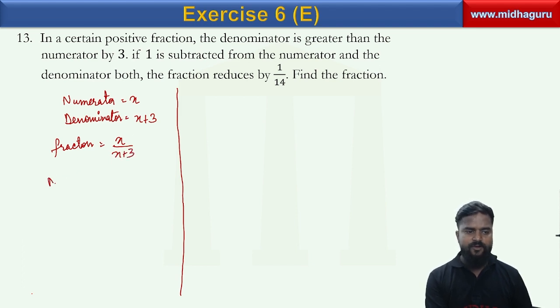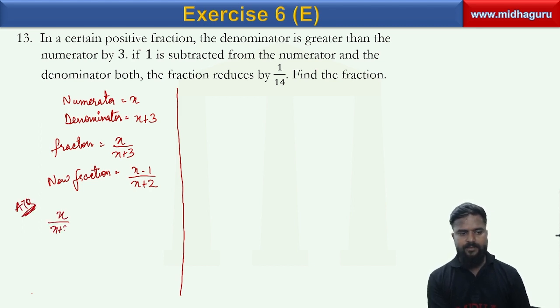Now it says, how is the new fraction formed? We subtract 1 from both the numerator and the denominator. So x plus 3 minus 1 will give us x plus 2. Now it says it is reduced by 1 by 14, which means this was larger. So according to the question, x by x plus 3 minus x minus 1 by x plus 2 is equal to 1 by 14. So we'll try to solve this.